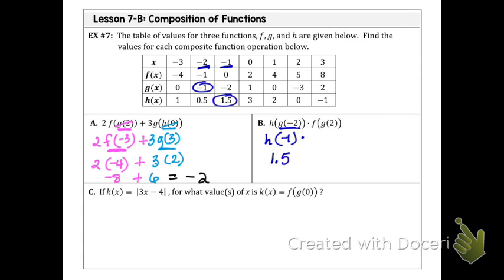And then we're multiplying, so times f of g of 2. Start on the inside, so g of 2. Go to where x is 2. Our g function says -3. Then we're looking for f of -3, so go to where x is -3. Go to your f function, which is -4. And then we just multiply them. What is 1.5 times -4? -6.